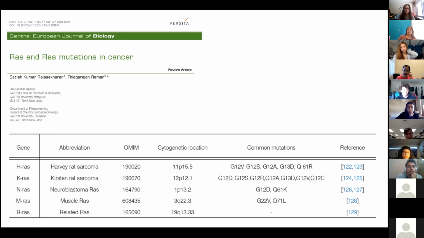This is just an example I took from this. You have probably heard about the RAS oncogene. Do you know RAS oncogene? So do you know what oncogenes are? Right? So who can tell me what oncogenes are?